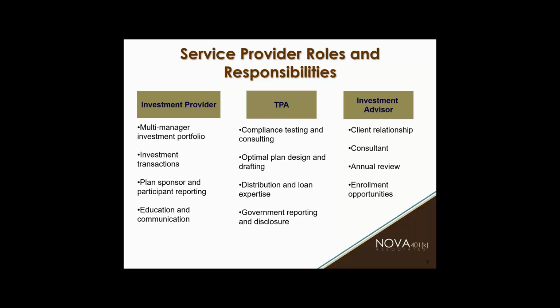And then finally, neither the investment provider or our firm is licensed to give specific investment advice. So that's where your investment advisor comes into play. He'll do an annual review typically with your firm to review the investment lineup, answer questions that your employees may have about which funds might make sense for them to invest in. And so everybody brings their own different expertise, where we feel this model is providing the best overall service for you.